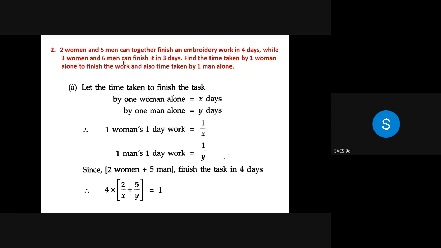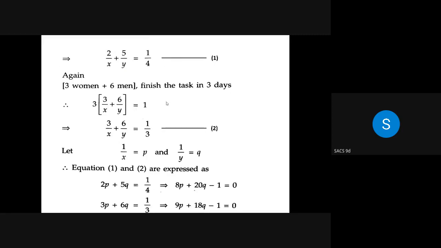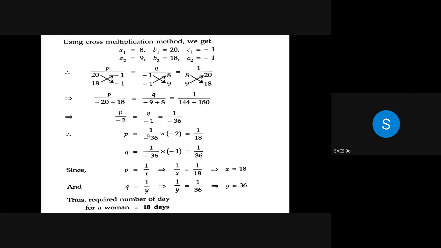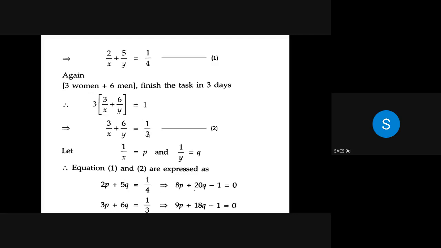3 women and 6 men can finish it in 3 days. So, in the same one, I will replace 3 women, so 3 by x, 6 men, so 6 by y. This will be 1 day's work. 3 days work will be 3 multiplied by the entire thing, and that is equal to 1 because they are finishing the whole work. So fraction for whole is 1. So 3 by x plus 6 by y equal to 1 by 3. This is the second equation.